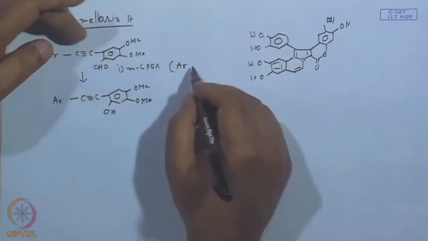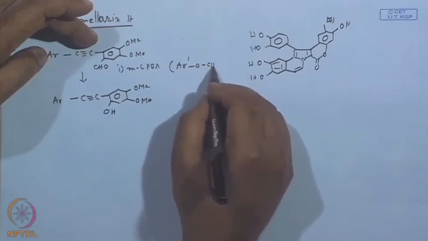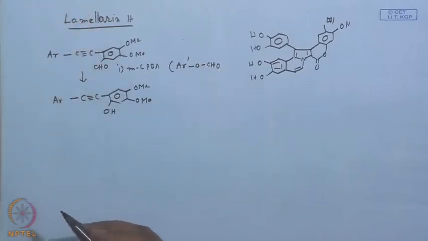If you have an OH group, that's very easy. The Dakin reaction itself is the condition for Baeyer-Villiger oxidation. It's a plain Baeyer-Villiger oxidation, with the aryl group migrating to the oxygen. So what you'll find here, let us say A prime, is insertion of an oxygen between the aryl group and the formyl group.